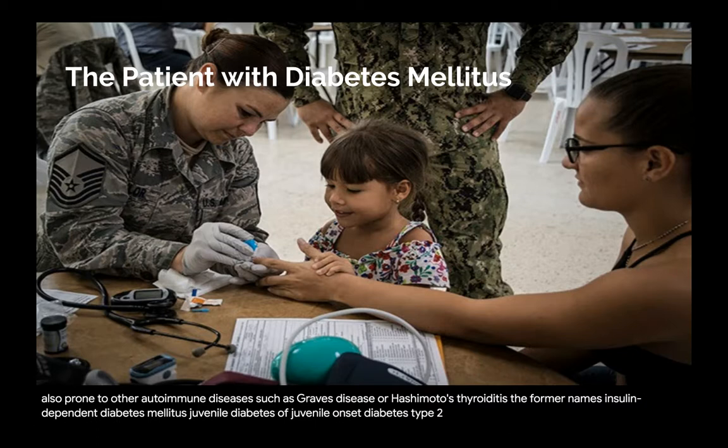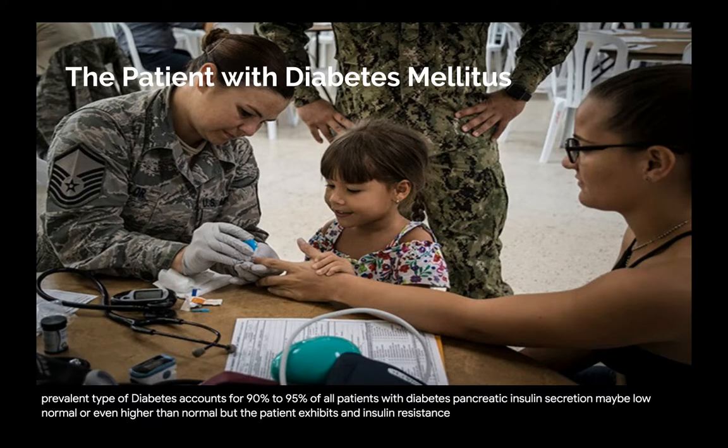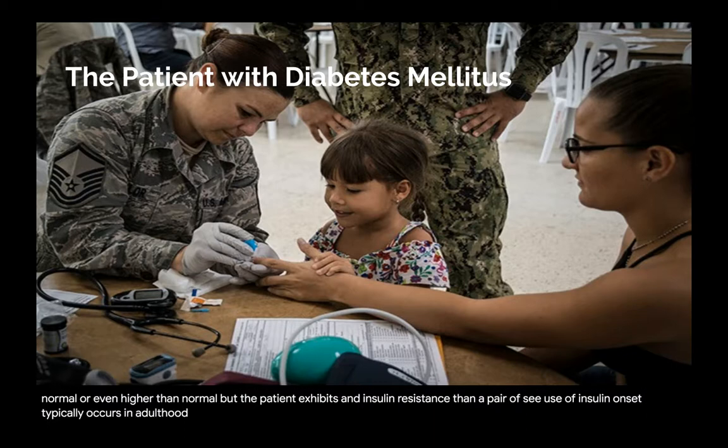Type 2 diabetes mellitus, the description. Most prevalent type of diabetes, it accounts for 90% to 95% of all patients with diabetes. Pancreatic insulin secretion may be low, normal, or even higher than normal, but the patient exhibits an insulin resistance that impairs the use of insulin. Onset typically occurs in adulthood, and the risk increases with age, obesity, and lack of physical activity.